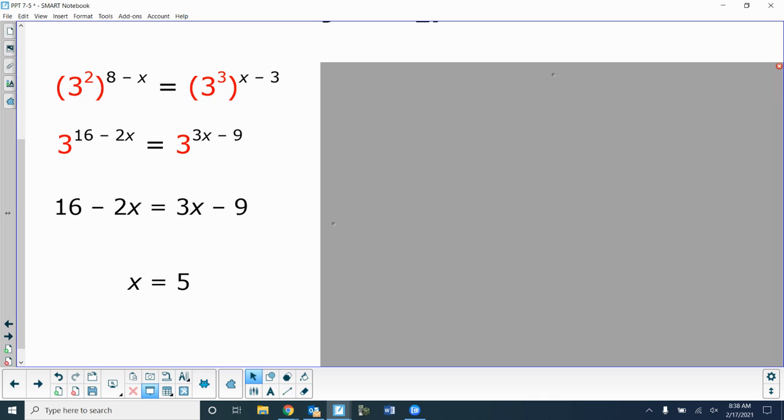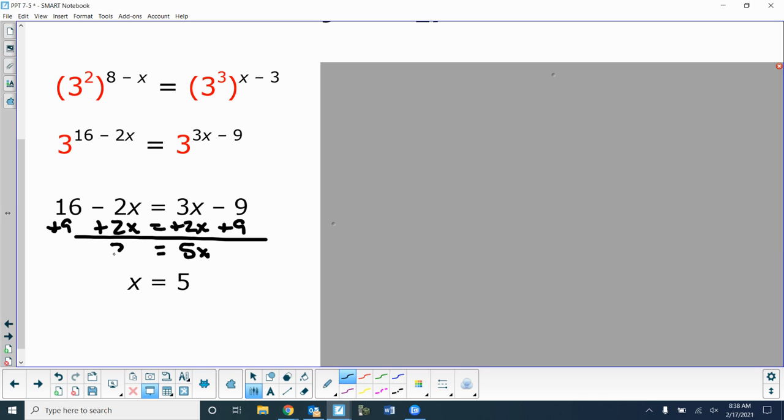You know, if I add 2x, I get 5x. If I add 9, I get 25. And then I divide both sides by 5. That's where the 5 comes from. Okay? The other way is taking the log of both sides.